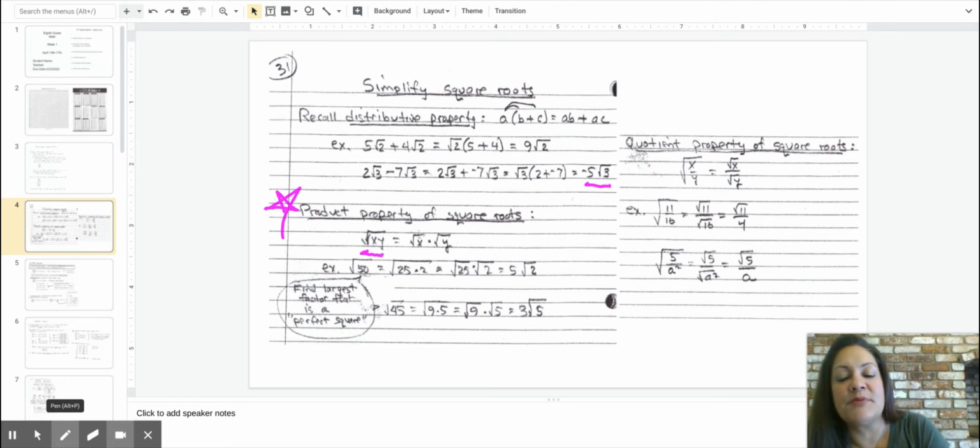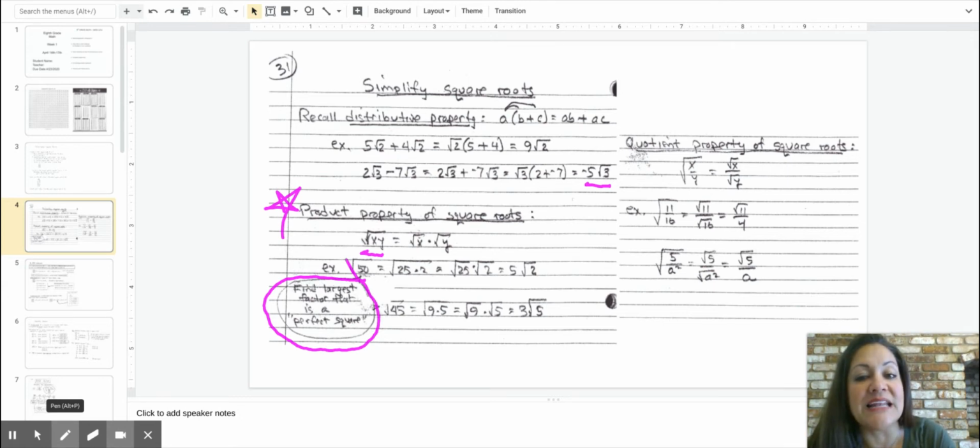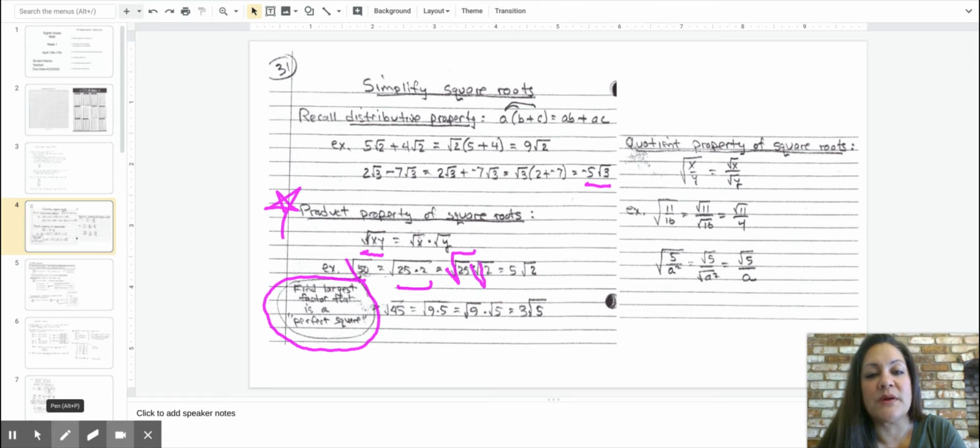Down here in our example, we have square root of 50. And here is our reminder. Find the largest factor that is a perfect square. Okay, so 50 is easy. It's going to be 25. So 25 times 2 is the same as 50. Then you can separate those out. Square root of 25 times square root of 2. Square root of 25 is a perfect square root, so that gives us 5 times the square root of 2.